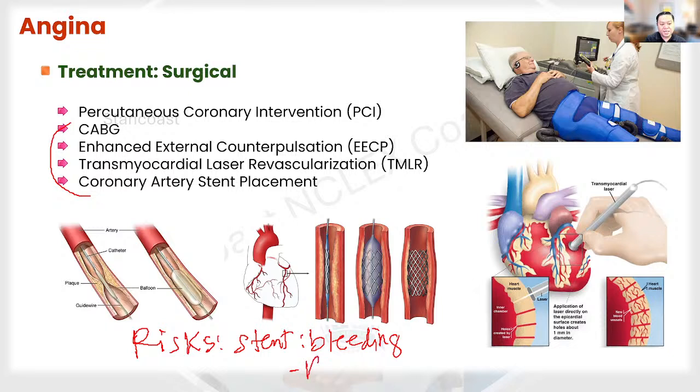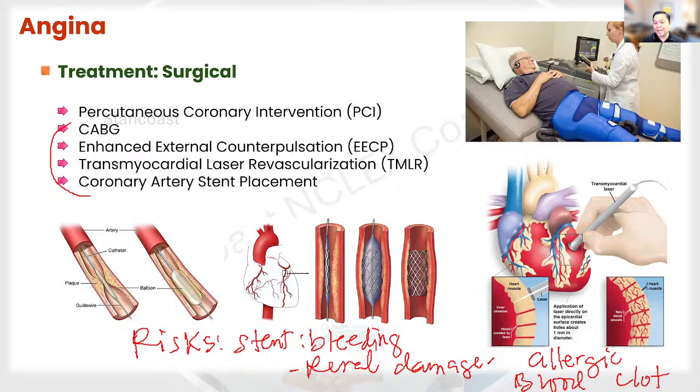Another is renal damage. The reason there is renal damage is because of the contrast dye that's being used. If there is no rehydration, if we're not really flushing their system, then it can cause permanent damage to the kidneys. They might also develop some allergic reaction because of the materials that are used. They could also develop blood clots during the procedure. Again, we can prevent that by the anticoagulation.